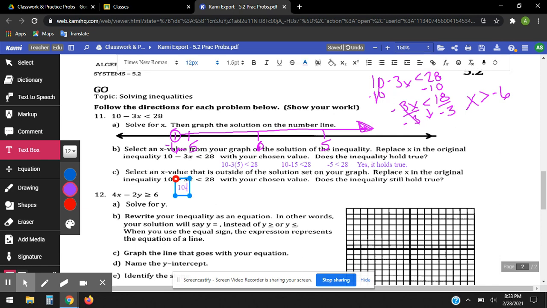So 10 minus 3 times -10, is that less than 28? Well, 10 minus a -30, that less than 28. Well, minus a negative is actually plus a positive, so 40 less than 28? So no, it shouldn't be true, because it is outside the solution set.